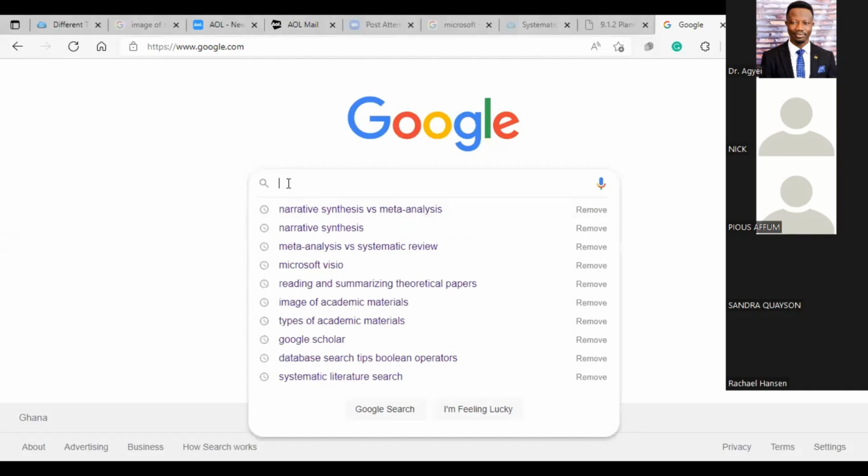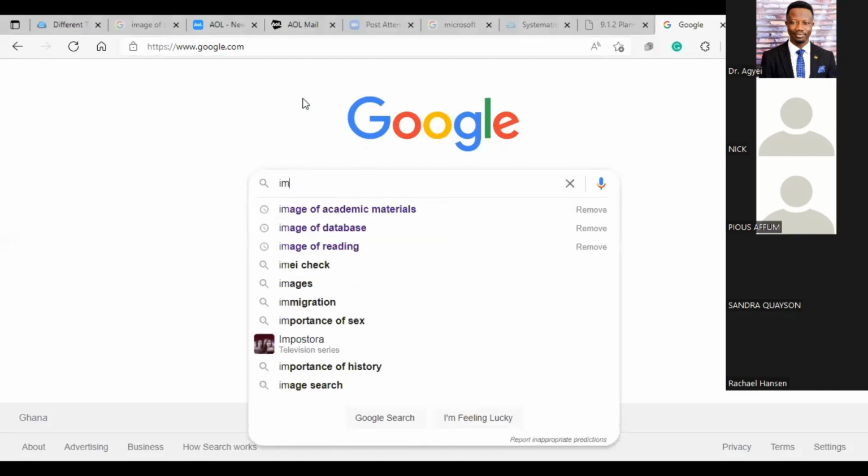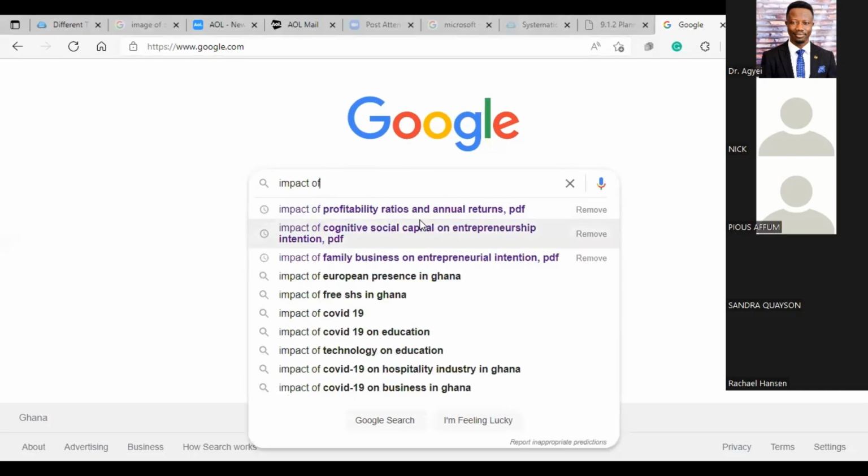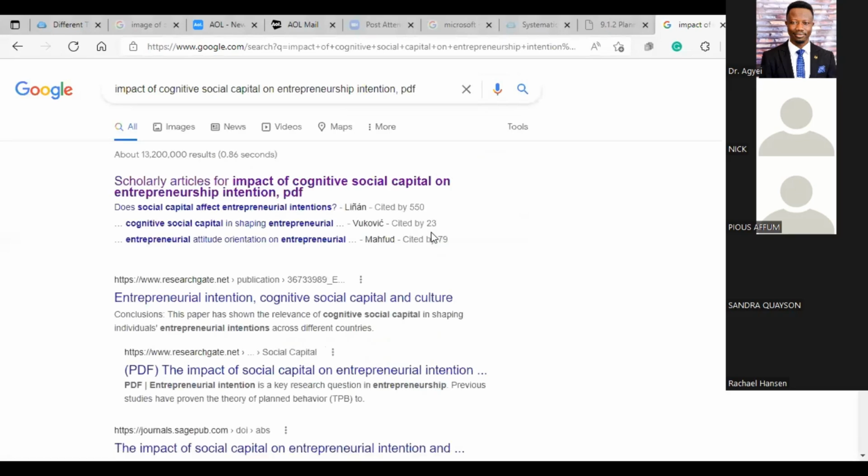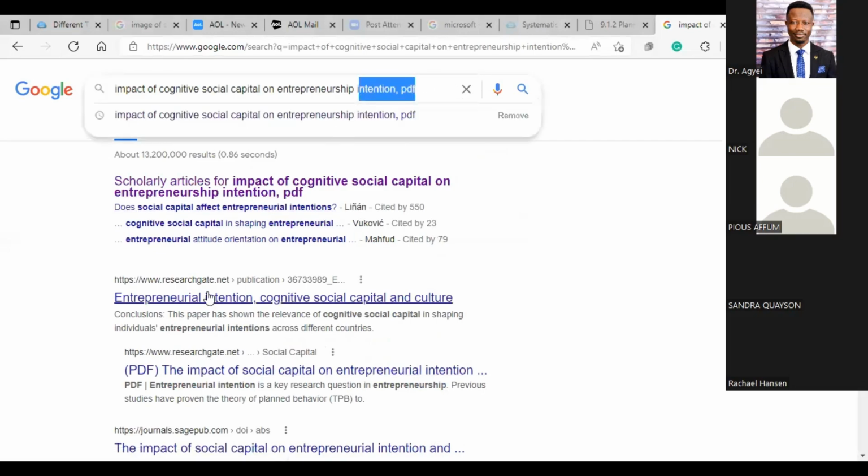Yes, please. Okay, let's say I'm doing a search about impact. Let me go to one of the search engines, and then I'll use that one for the demonstration. Let's say we are in Google Scholar.